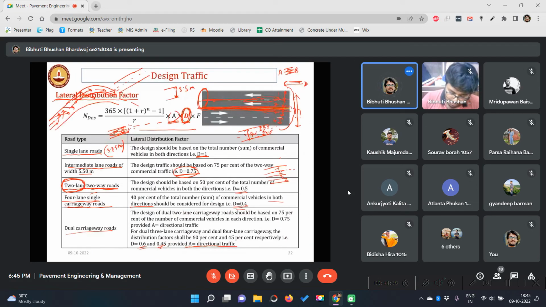So that's why in dual carriageway roads, D is 0.6 and 0.55, provided A is directional traffic. Directional means either this way or this way. Don't add both the directions if it is a dual carriageway. Understood? Yes, sir.